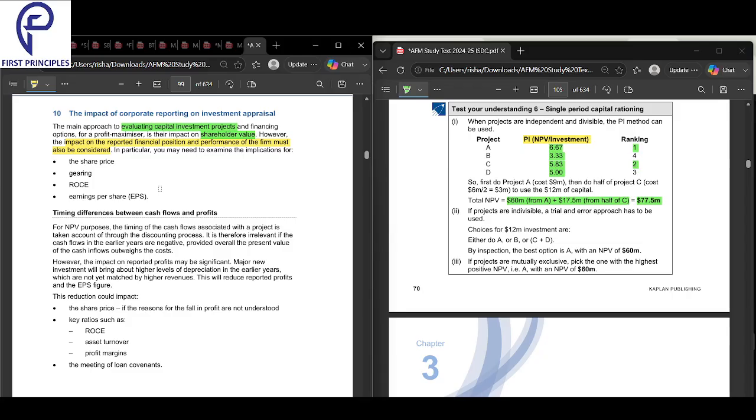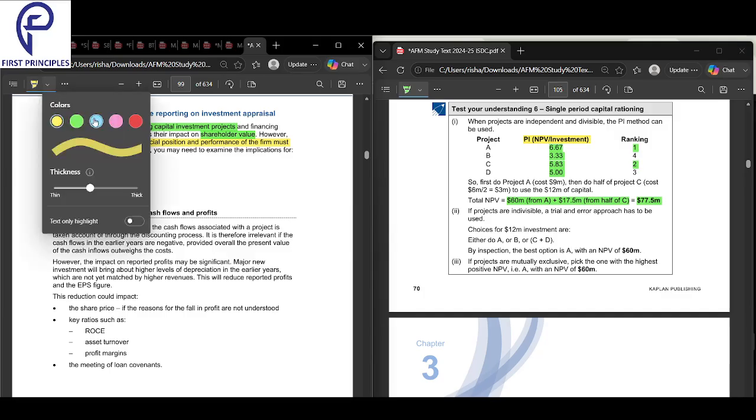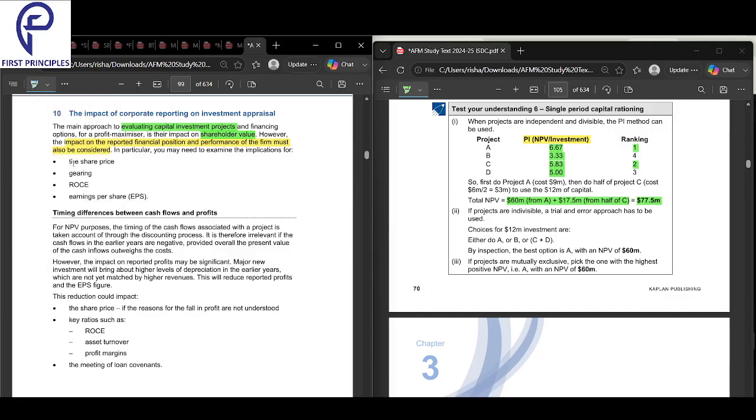Okay, so when you're evaluating a project, what you have to do is also look into the impact that will be on the balance sheet of the company and the P&L, right? So in particular, you may need to examine the implications for what, right? Firstly, you will examine the share price. You will examine the gearing, the ROC, and the earnings per share.